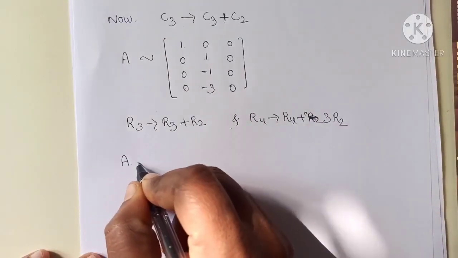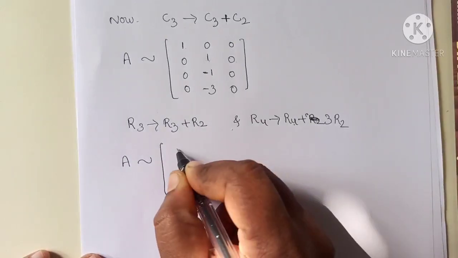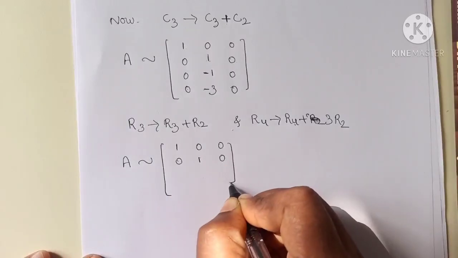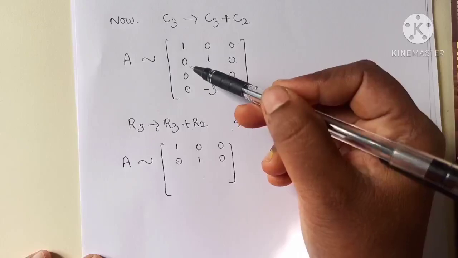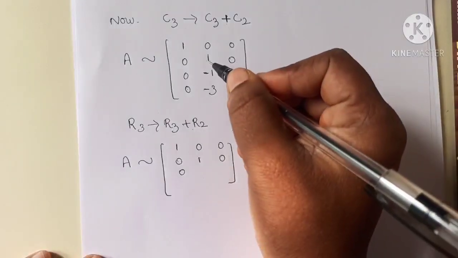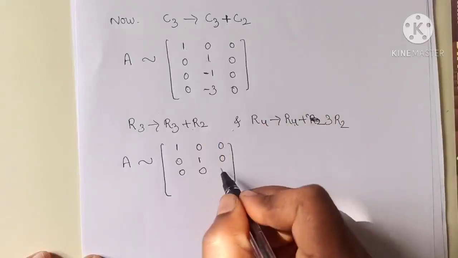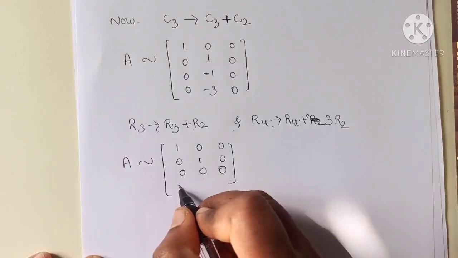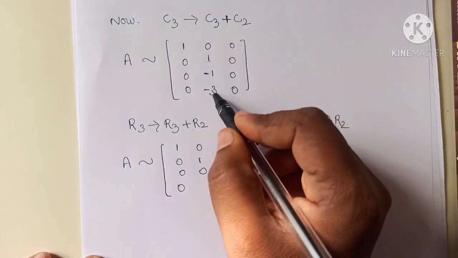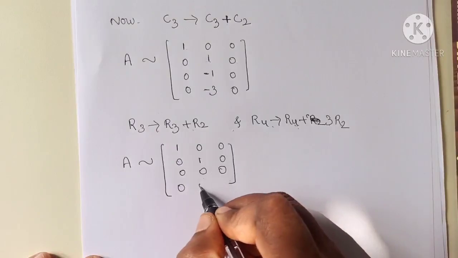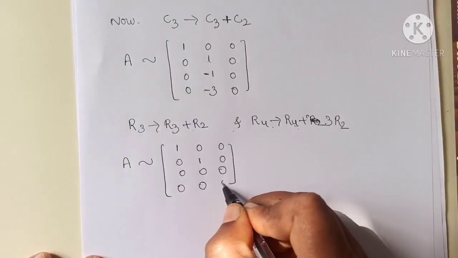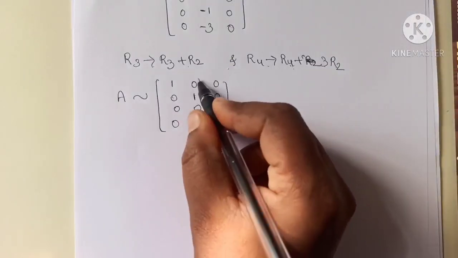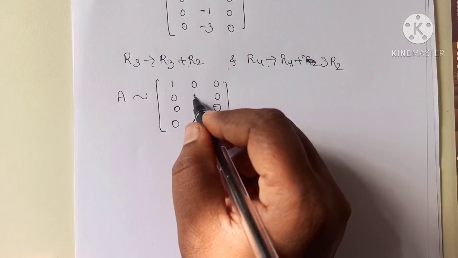Therefore A is equivalent to the first and second rows as they are, 0 1 0. Now R3 plus R2: 0 plus 0 is 0, plus 1 minus 1 equals 0, 0 plus 0 is 0. R4 plus 3 R2: 0 plus 0 is 0, for R4 it is minus 3 plus 3 equals 0, 0 plus 0 equals 0. You can observe that here we got the identity matrix of order 2.